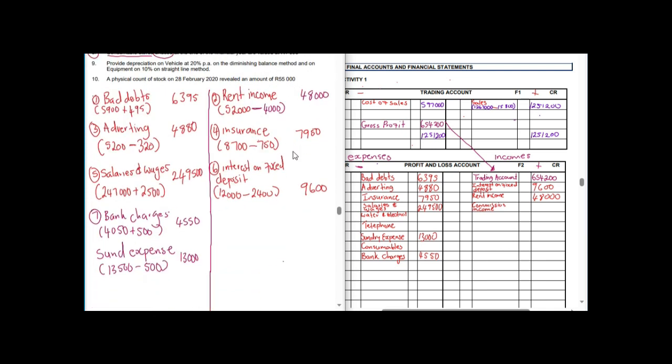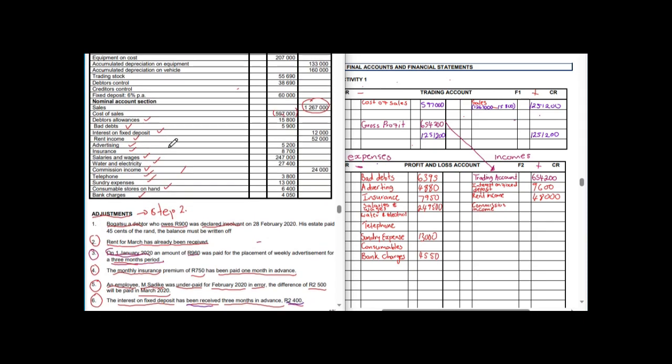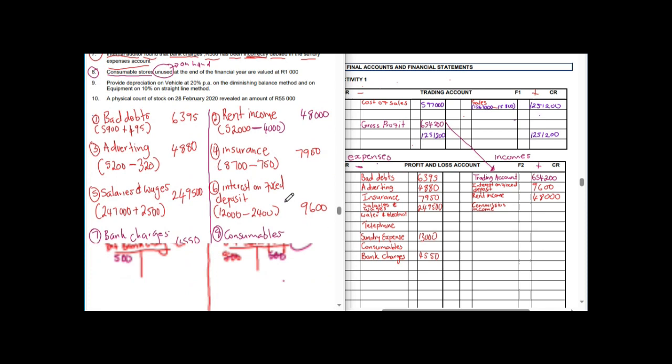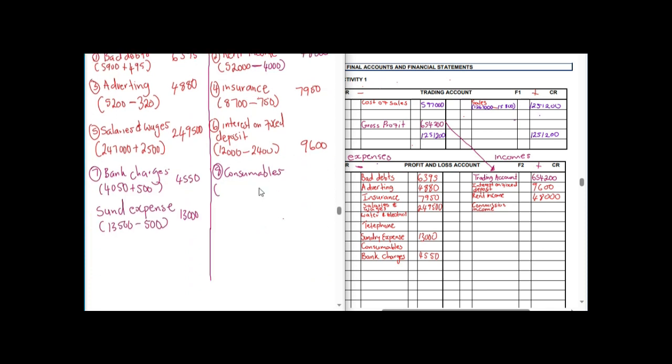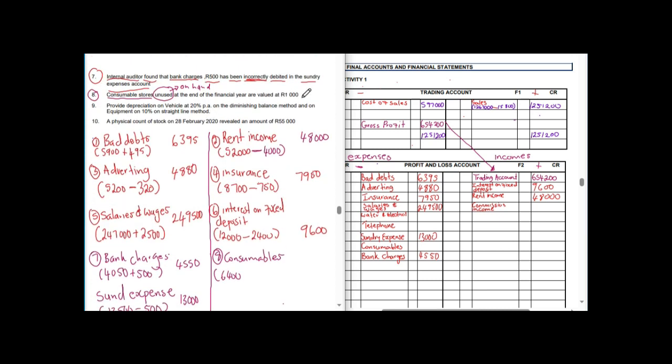So we are going to write transaction number 8, which is consumable stores on hand. And then the opening balance, it's 6,400. So out of 6,400, we only have the unused, which is 1,000. The unused is 1,000.